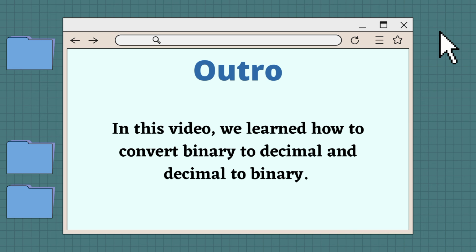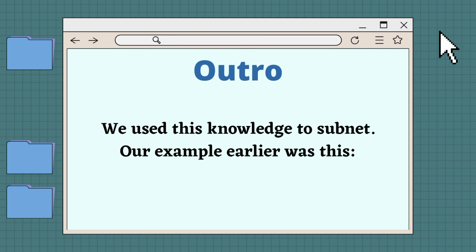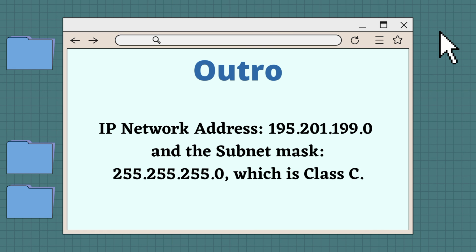Now, we will summarize what we did in this video. In this video, we learned how to convert binary to decimal and decimal to binary. We use this knowledge to subnet. Our example earlier was this. The IP network address is 195.201.199.0 and the subnet mask is 255.255.255.0, which is Class C.